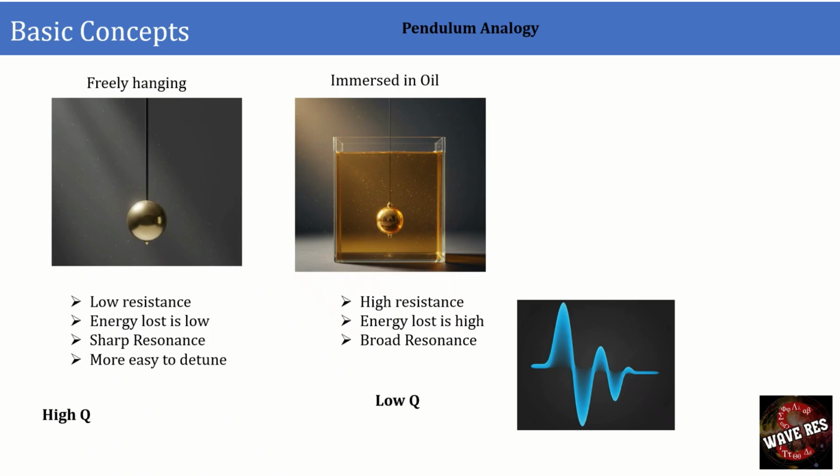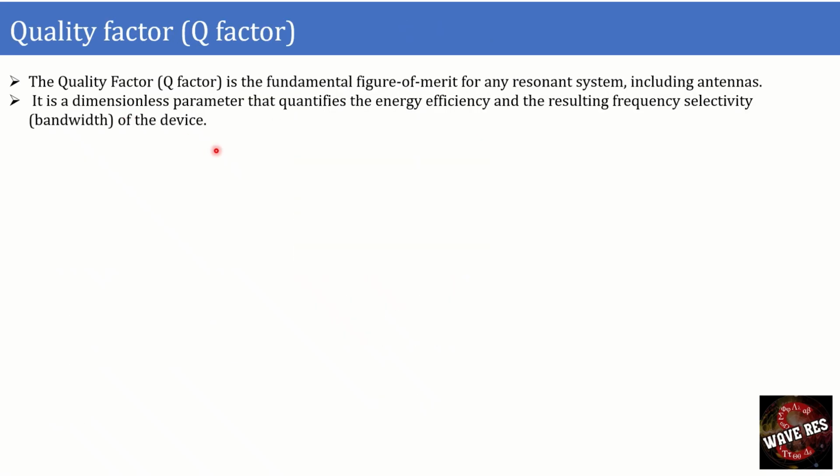So let's consider the case of antennas. The quality factor is a fundamental figure of merit for any resonance system. We have seen what a quality factor is for a pendulum. The pendulum is a resonance system. Like that, an antenna is also a resonance system, and it also has a quality factor. It is a dimensionless parameter that quantifies the energy efficiency. It measures how much energy the system is losing and the resulting frequency selectivity of this device. So it measures the energy efficiency and the frequency selectivity.